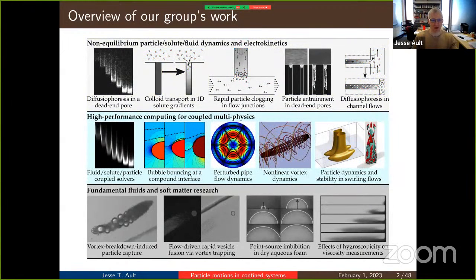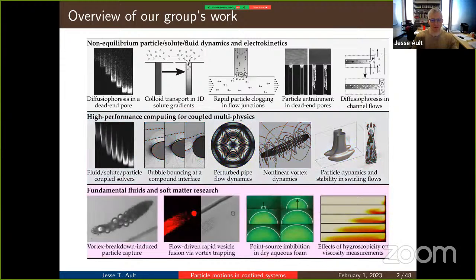The other major area of our group's research is high performance computing in general, especially for coupled multiphysics problems. This is something that I especially worked on at the National Lab, because at Oak Ridge, they have some of the largest supercomputers in the world. At least it's cool to be able to say that you worked on one of the largest supercomputers in the world at the time. I think they're bigger now, but we look at a variety of coupled transport problems.